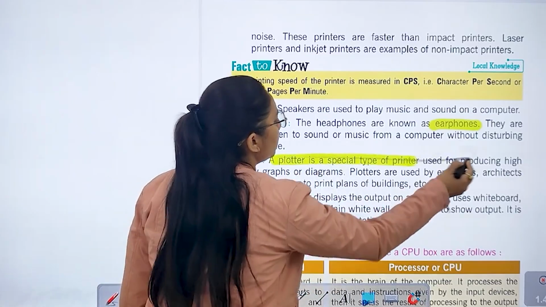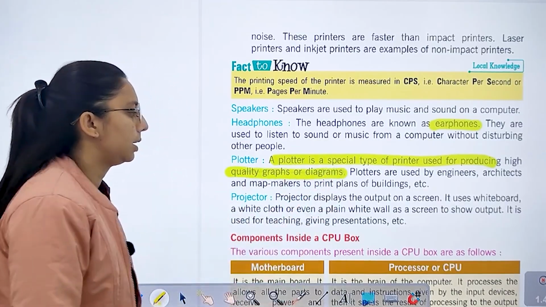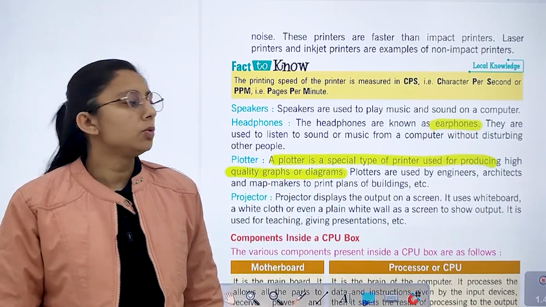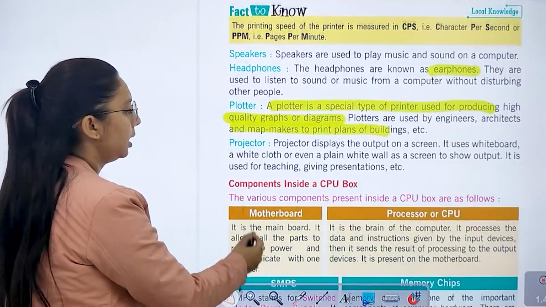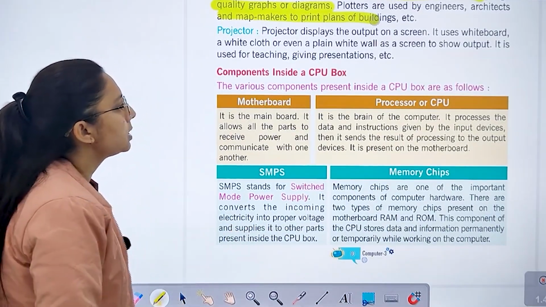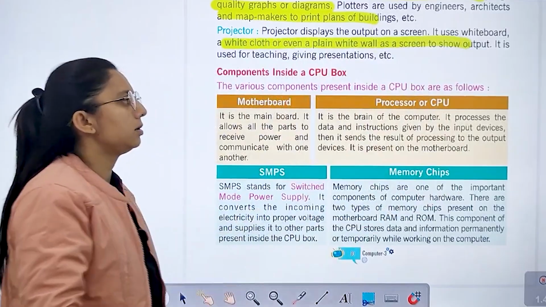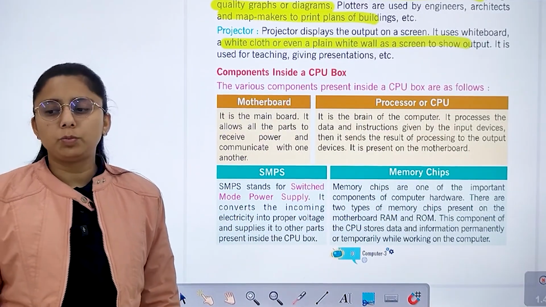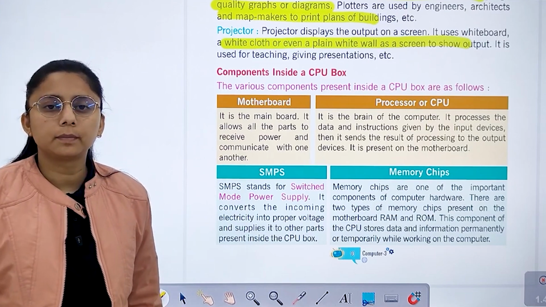Now plotter, it is a special type of printer which is used for producing high quality graphs or diagrams. Plotters are used by engineers, architects and map makers. Then we have projector which displays output on the screen, right? It uses a whiteboard, white cloth or even a plain white wall as a screen. And what does it show? Output. It is used for teaching and giving presentations.